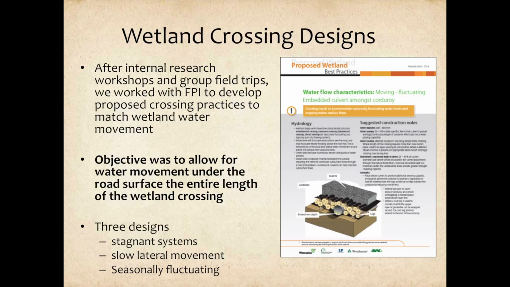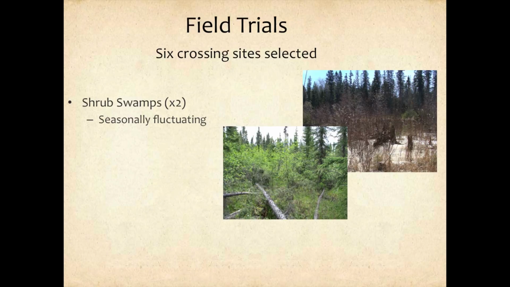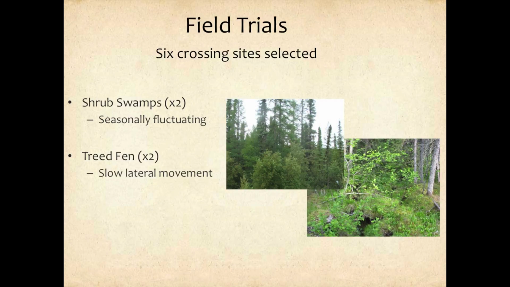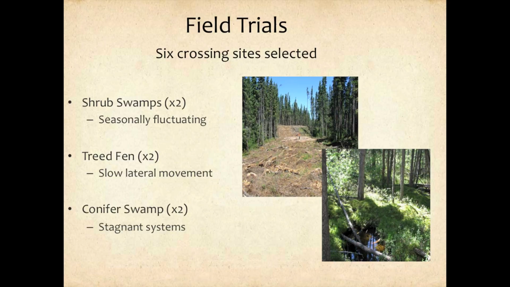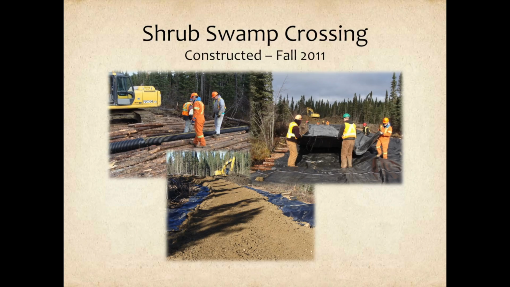So we ended up with three designs, as I said, stagnant right through to seasonally fluctuating. So we had selected three sites, two sites of the three different categories, and then we actually went and built them. And Paul did a really good job. This was the crossing that we did over a shrub swamp, and the first key thing was not to stump the road, keep the root mat intact, lay geotextile, integrate that with corduroy and pipe. Then the geotextile layer, which is a separation layer, and then we just end haul the road material.